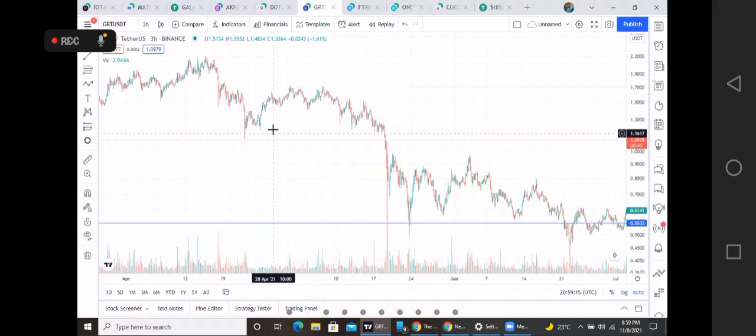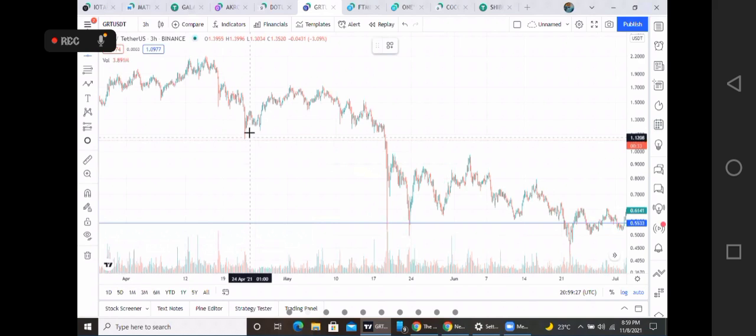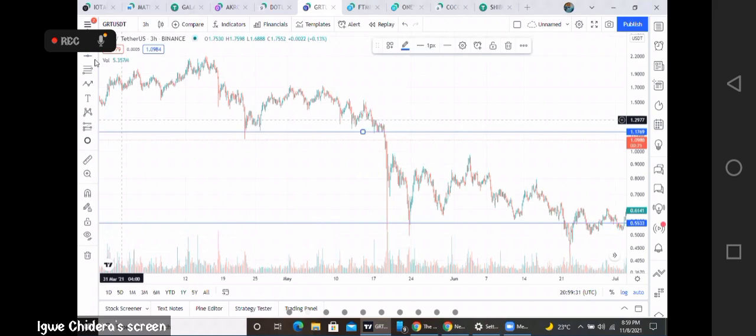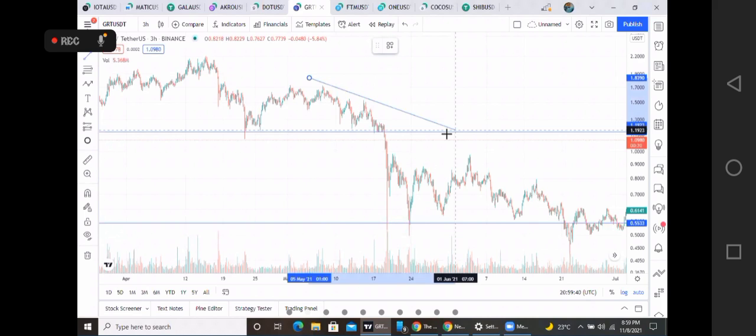I think I found one. You just missed one now. Yes, you just saw one. There's one there. There's one here. It's not the one I'm seeing, but there's one. This is also a descending triangle. I was really stressed today.